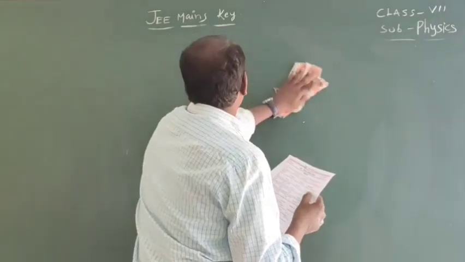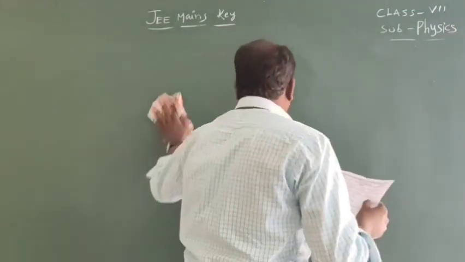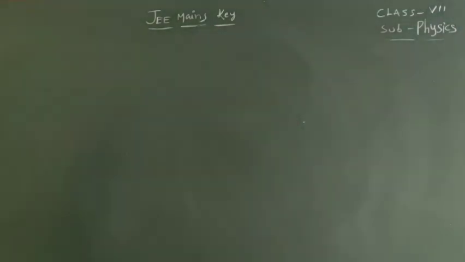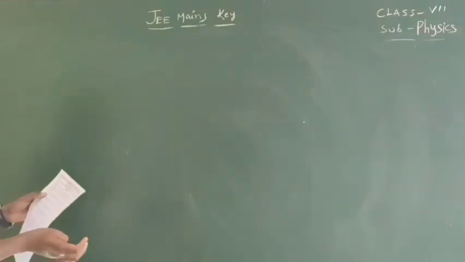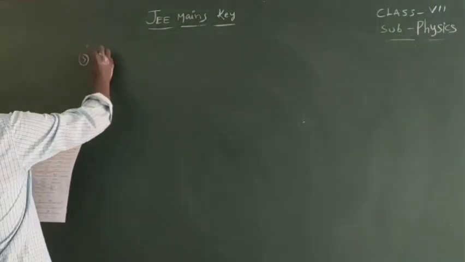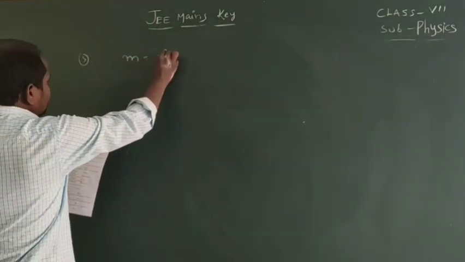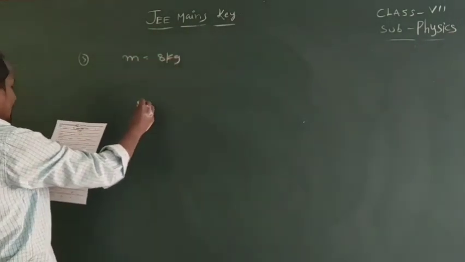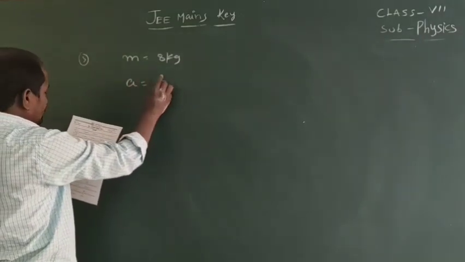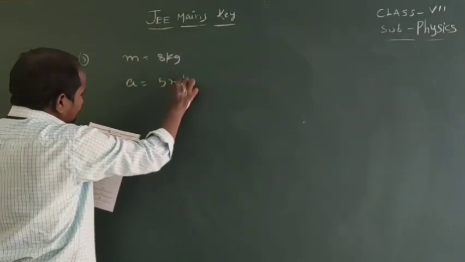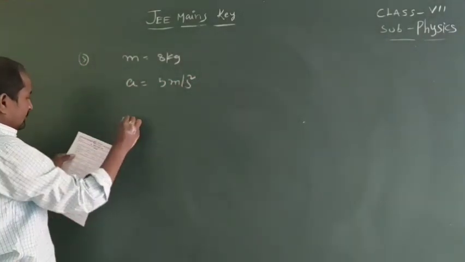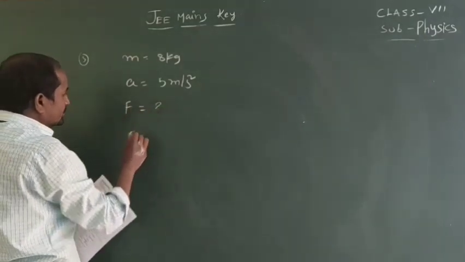Acceleration is given. Mass is given. Then find the force. Question number 3, easy. Force equals mass times acceleration. Mass is 8 kg and acceleration a equals 5 meter per second square. Then find the force acting. Force equals how much?